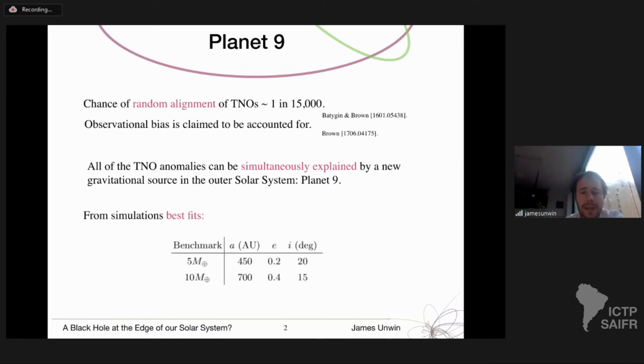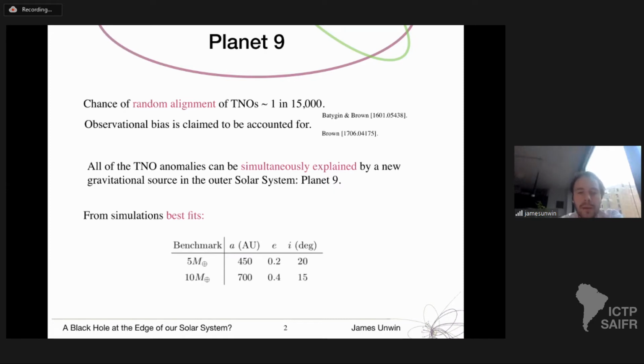However, the body you have to add in is kind of strange. It's a relatively large planet, say 5 to 10 times the Earth's mass. It has a highly inclined orbit, quite elliptical, and in particular, extremely far away. So you can see that these benchmark models pitch this Planet 9 at being 450 to 700 AU away from the sun. That's roughly 9 times further than Pluto.